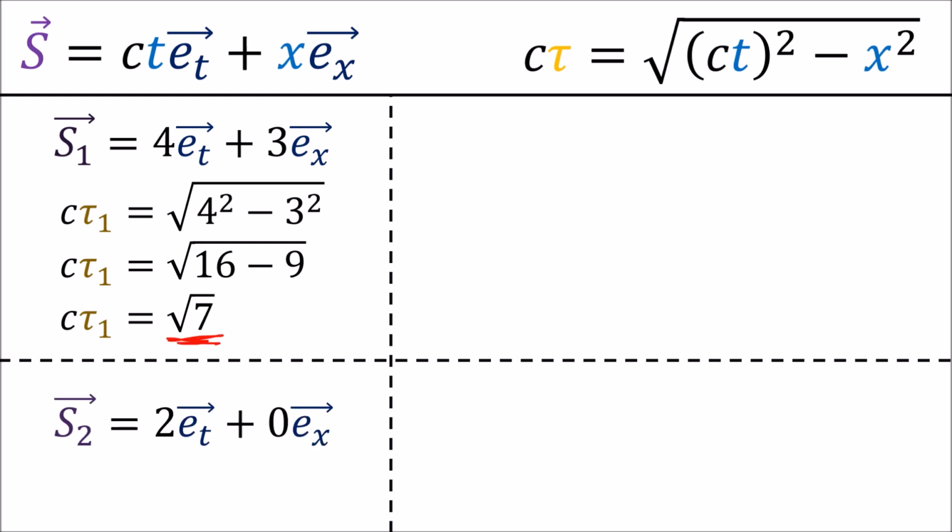For S2, we can read c times tau equals 2 directly from the time component of the vector, since the vector has 0 space components and therefore no time dilation happens to the proper time.